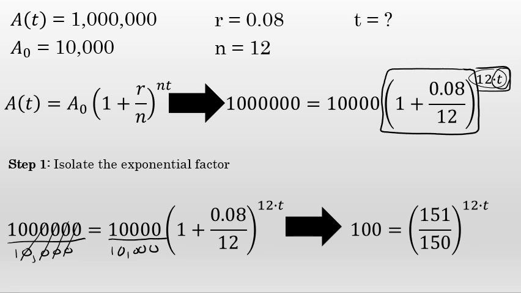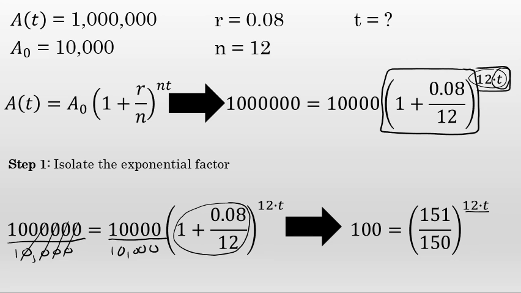What I've also done in this step is take 1 plus 0.08 over 12 and do that addition, and I've represented that with the fraction 151 over 150. This would be a repeating decimal if I represented it as a decimal, so I'm going to leave it as a fraction. The exact value of 1 plus 0.08 over 12 is 151 over 150. After dividing by 10,000, I've now isolated the exponential factor. The part of the problem that's raised to a power is isolated.